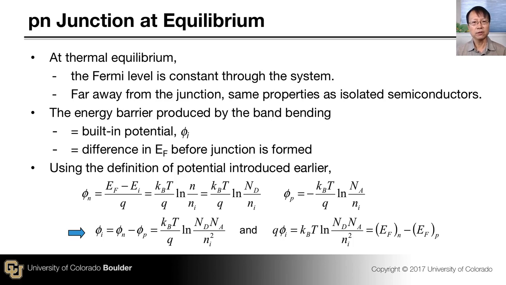Because of the electric field. When you have an electric field, that means there is a potential difference, and the electric potential energy difference is depicted in the energy band diagram as a band bending.